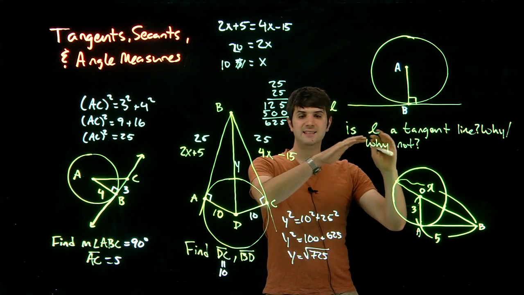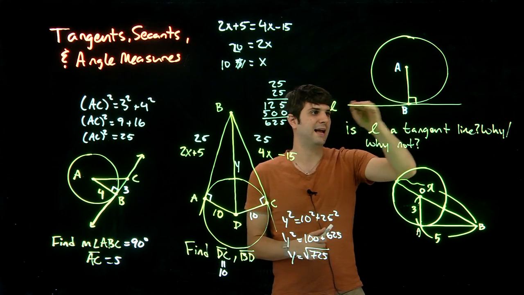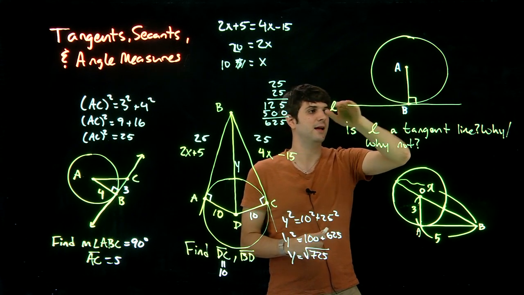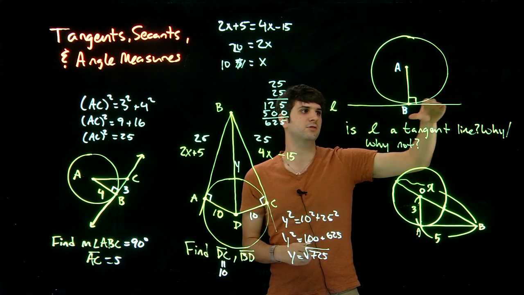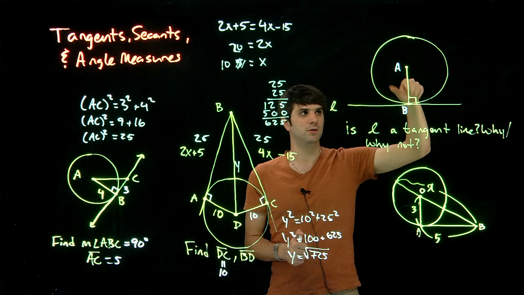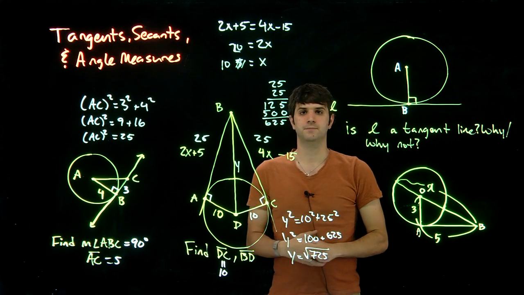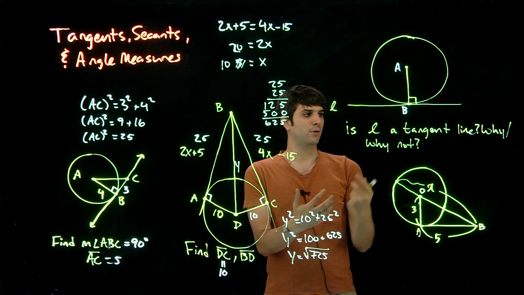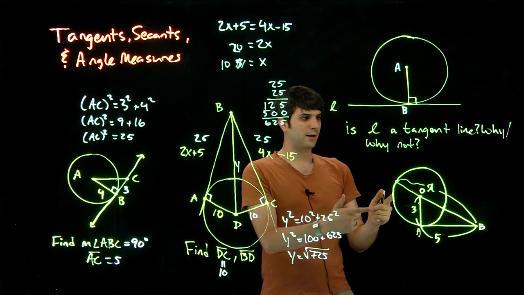So this, in fact, is a tangent line, because we have a radius and some line, and the radius intersects that line at a 90-degree angle. So the radius and this line L are perpendicular. The two lines are perpendicular. Therefore, this must be a tangent line.